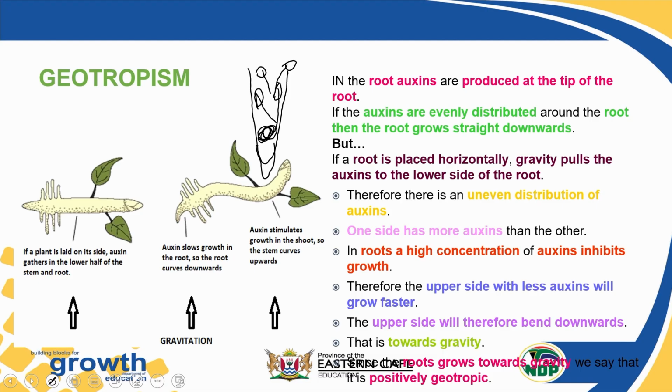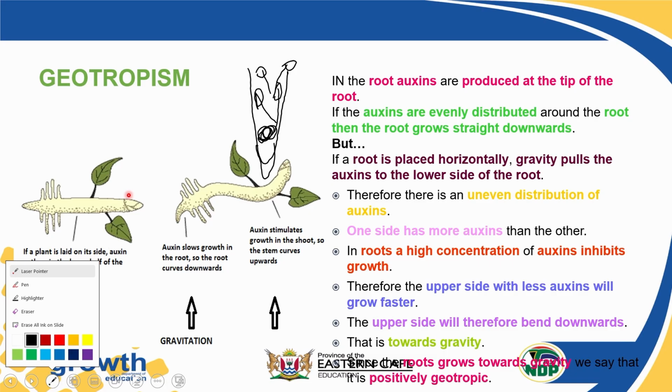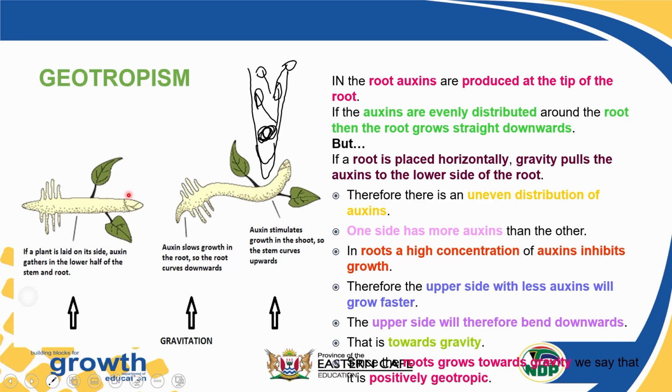But when the roots are put horizontally on the ground, what will happen? The auxins will move to the lower side of your shoot. These are two shoots here, the shoot having the root side as well as your stem side. So auxins here will move to the lower side of this plant. Which means therefore that there will be a high concentration of auxins on the lower side than on the upper side.